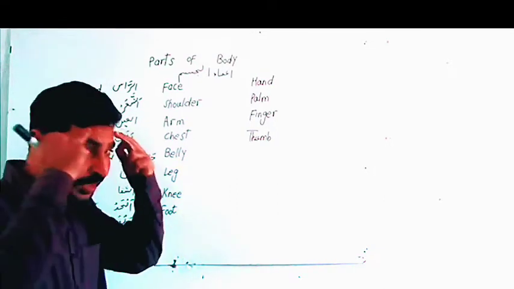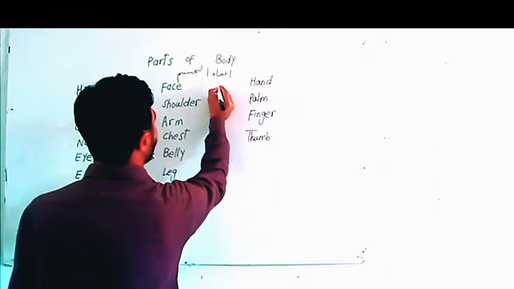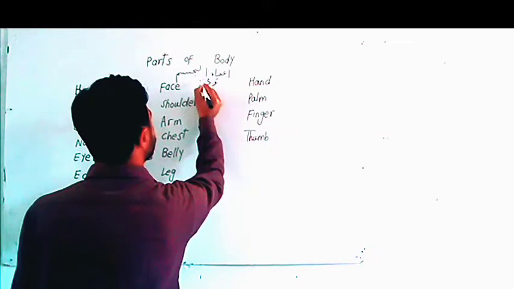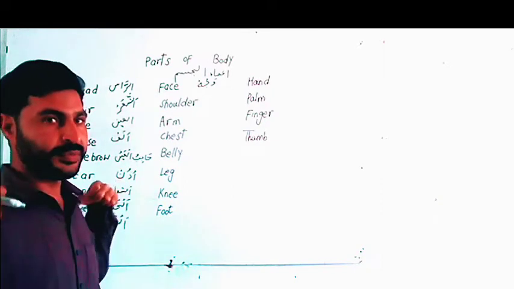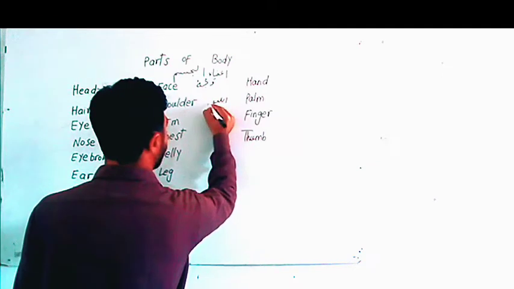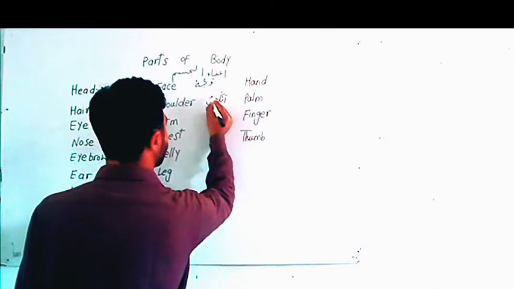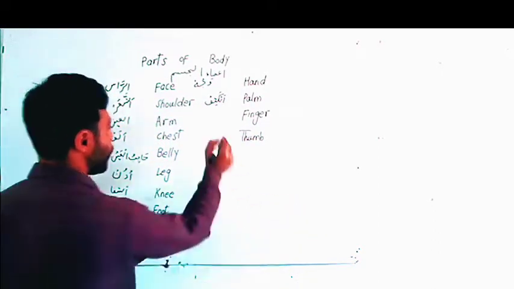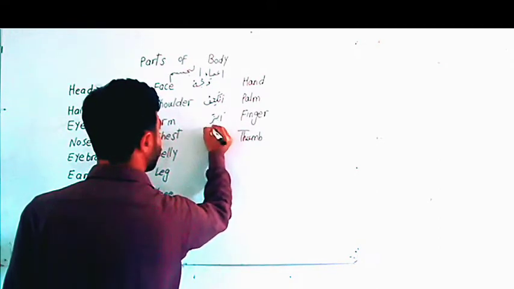Face, that's the whole area. We call it in Arabic wajh. Shoulder, that part. In Arabic, we pronounce it al-katif. Arm, that whole part. In Arabic, we call it al-zira.